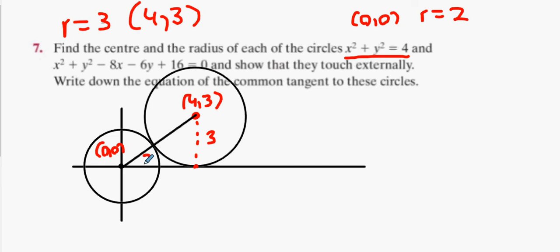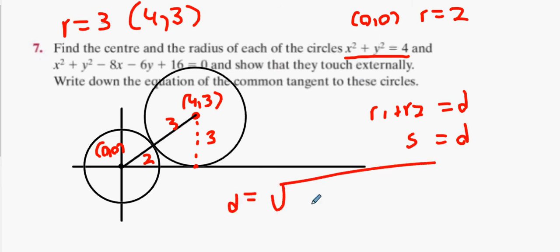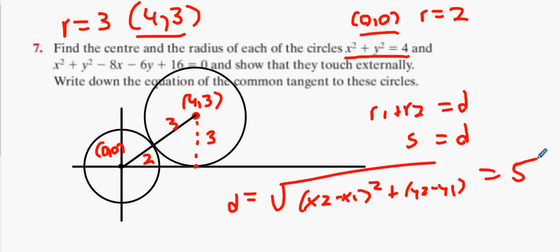Radius of 2, radius of 3, so what's the distance between the two of them? 5. Now, how do I prove that the distance is 5? Distance formula. And we all know how to do distance formula, do we? You just use the distance formula on 0, 0 and 4, 3, you get an answer of 5, and it proves it, okay?